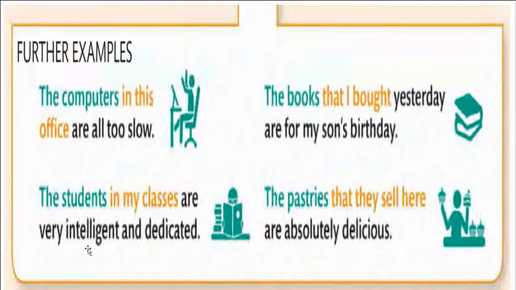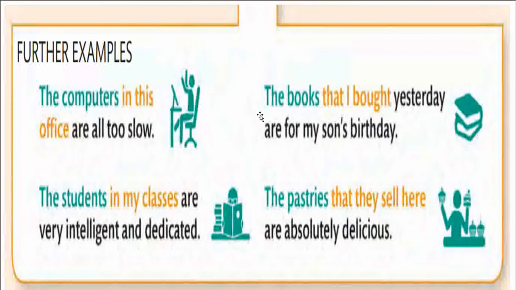Let us see certain examples based on the rule that I have just mentioned. The computers in this, which computers? In this office. So the computers in this office are all too slow. The next is the students. Which students? Whom are we talking about? The students in my classes. All right, the students in my classes are very intelligent and dedicated.